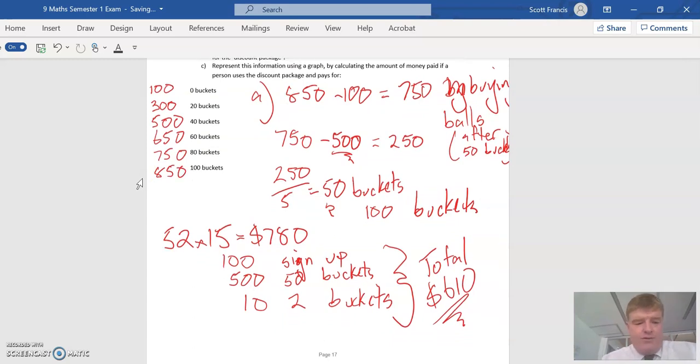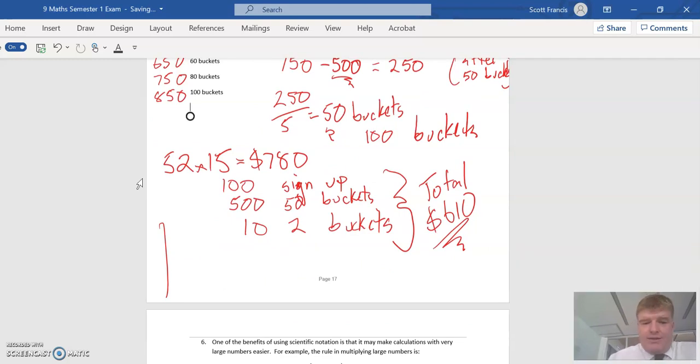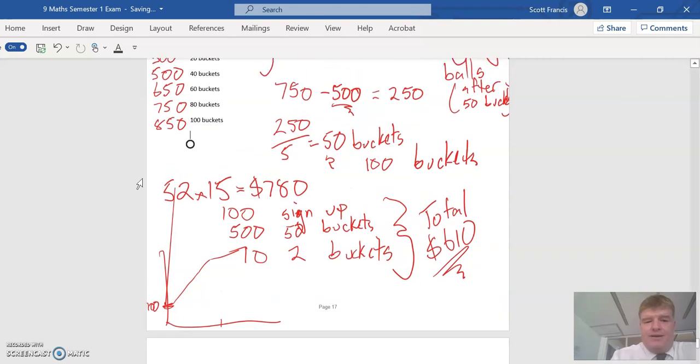And so if we are going to draw a quick graph of this, and I haven't done a great job of this, it's going to start at $100 here. It's going to rise most steeply up to 50 buckets of balls, and then it's going to become a little bit flatter as we graph that. That leaves us one question to do. I'll do that on the next.